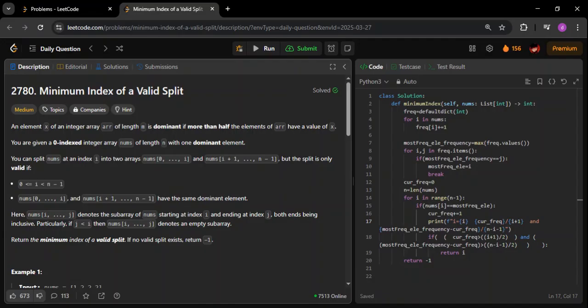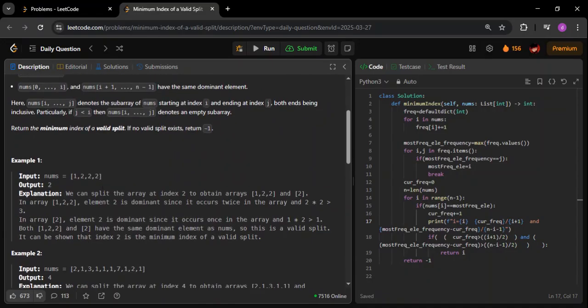Okay, so again, in this question, the highlights are that basically you'll have to split the array at one particular position. Ultimately the answer is going to be the index at which you're going to split the array. So the idea here is, after splitting, the whole array will be divided into two parts. Okay, the first subarray and the second subarray.